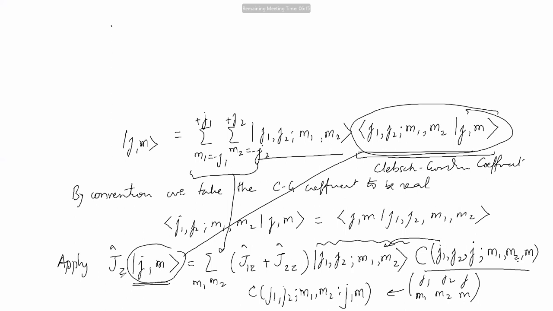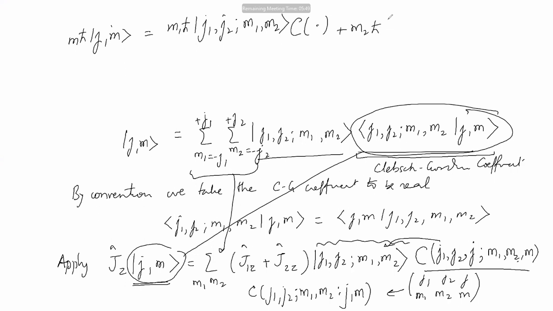See, this is my J m. What I am telling you is that first we operate J z on J m. This will give you M h cross J m. And then on the right hand side, what you have is M1 h cross |J1, J2, M1, M2> times the Clebsch-Gordan coefficient, plus M2 h cross |J1, J2, M1, M2> times the Clebsch-Gordan coefficient.